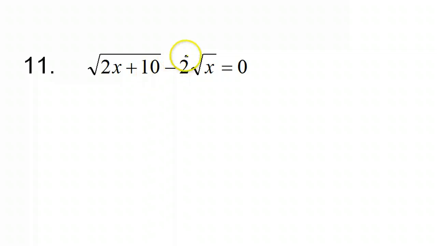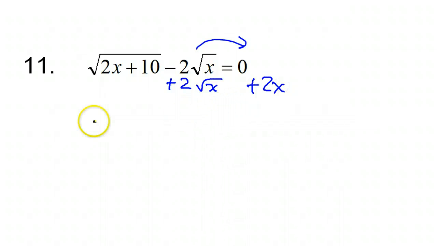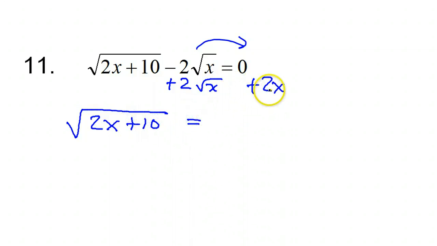Number 11, we need to put these on opposite sides of the equation from each other. So we are going to add 2 radical x to both sides. So that will give us the square root of 2x plus 10 is equal to, wait, I forgot the radical, is equal to positive 2 radical x.